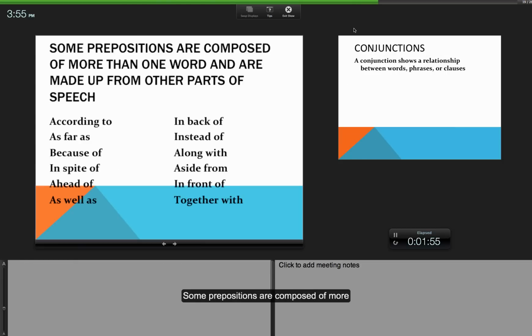Some prepositions are composed of more than one word and are made up from other parts of speech. These are really common things to use, like because of, in spite of, ahead of, and they can really add to your writing. So please use them appropriately.